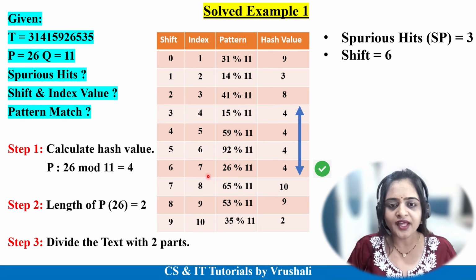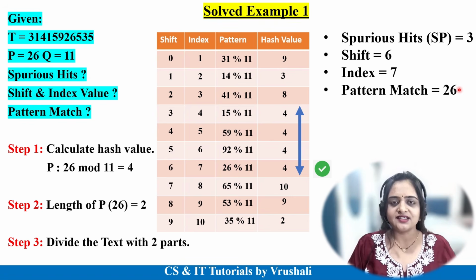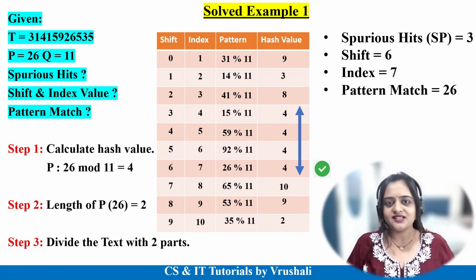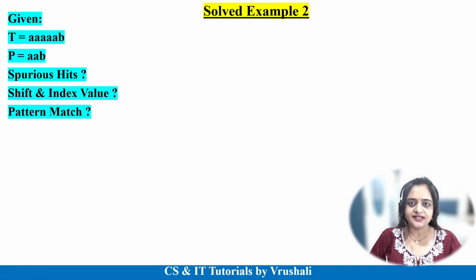Now what is the shift value of the 26 pattern? 6. What is the index value? 7. And your pattern match is 26. Clear? So in this way you have to solve this example stepwise. Now our second example is related to characters. See, in this particular example, text and pattern are given. The text includes all characters, not numbers, right?